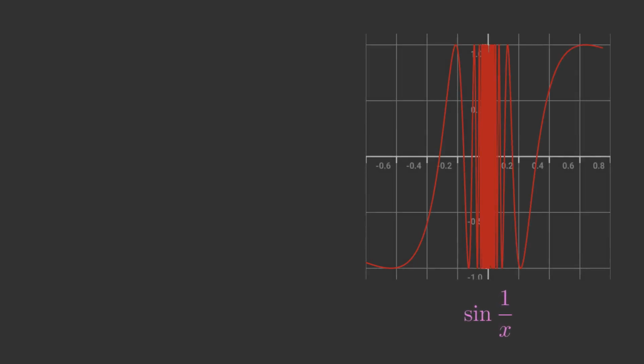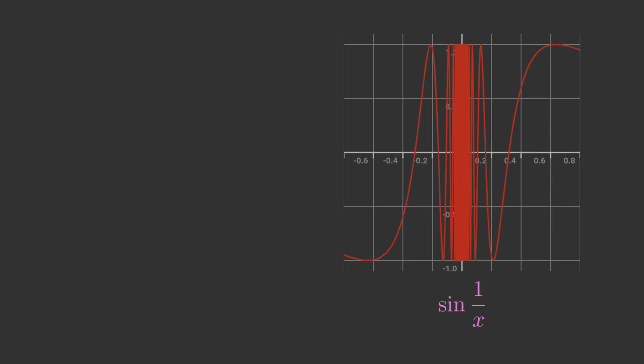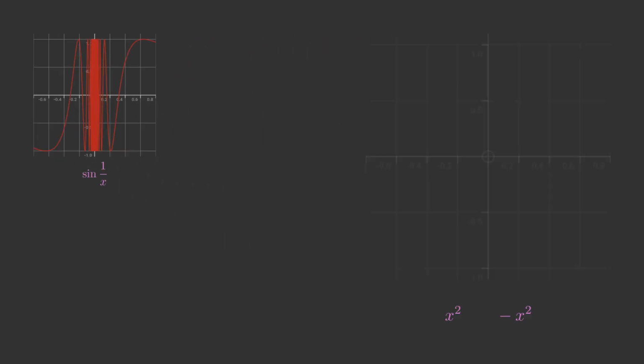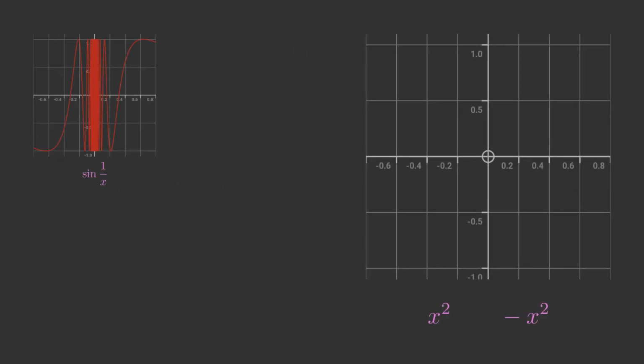Now we can make a simple observation. The function sine x always takes a value between minus 1 and plus 1. So of course the function sine 1 over x also takes a value between minus 1 and plus 1. Its behaviour close to 0 is quite strange, but its value can never be outside the range minus 1 to plus 1. So what can we say about the function f of x equals x squared sine of 1 over x?